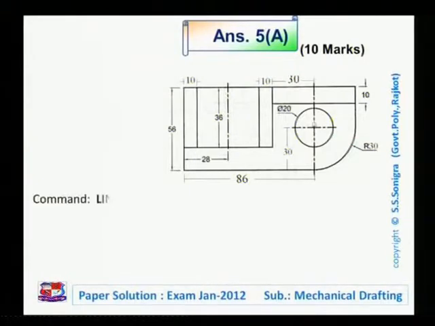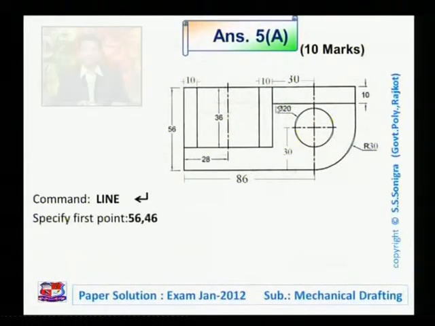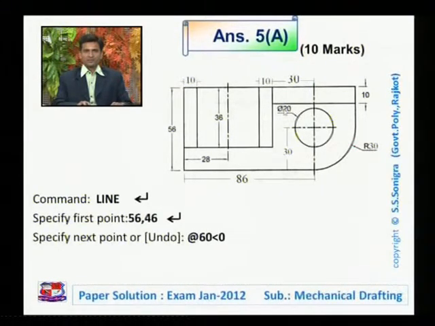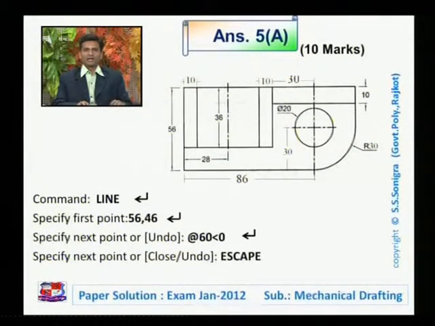Now we need to draw this remaining line, this line. To draw this line, let me insert the command line, enter, specify first point. The coordinate of this point is x coordinate 56 mm and y coordinate 46 mm. So first point is 56 and 46. Enter, length of this line is known to us, that is 60 mm. So 60 mm at an angle of 0 degrees. So that will draw this line. Enter and specify end point, that is escape. So this line is drawn.